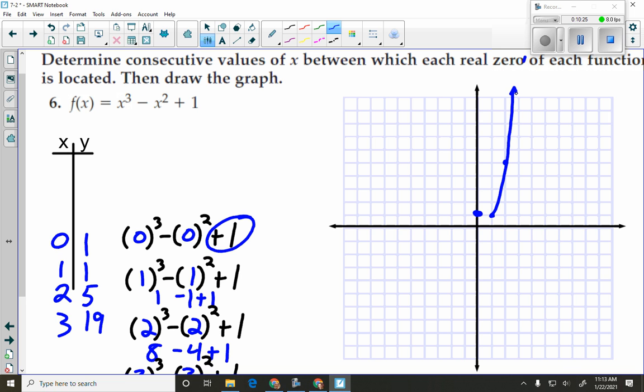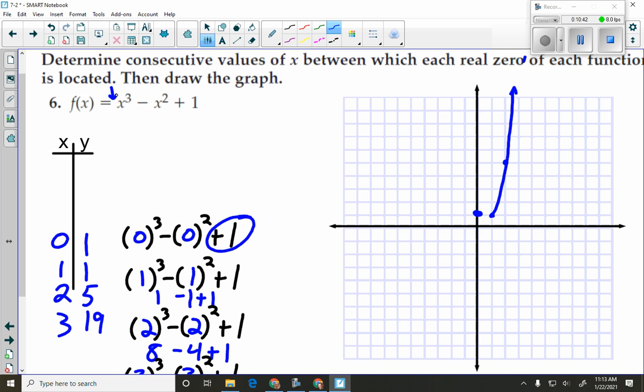Did you notice it's a positive 1 leading coefficient? That means it's going to go up as I go to the right. So that's my arrow. But it's a cubic. It might have up to 2 turns, maybe. So we're going to have to keep picking points until we find it traveling down.